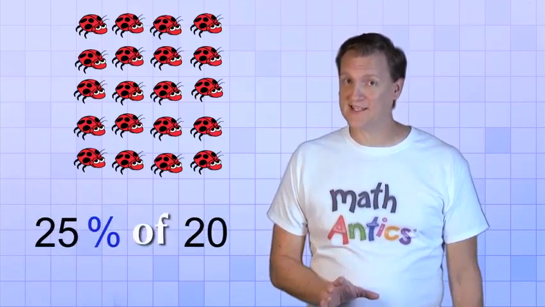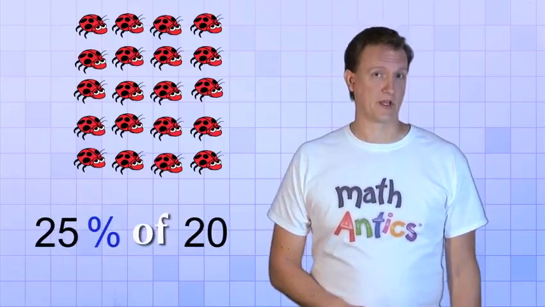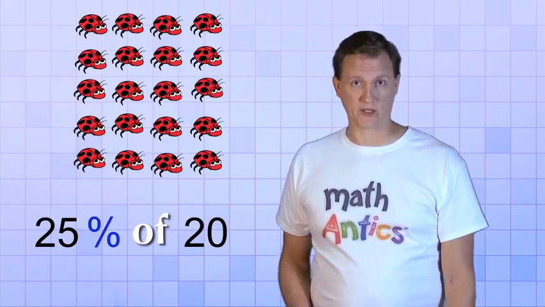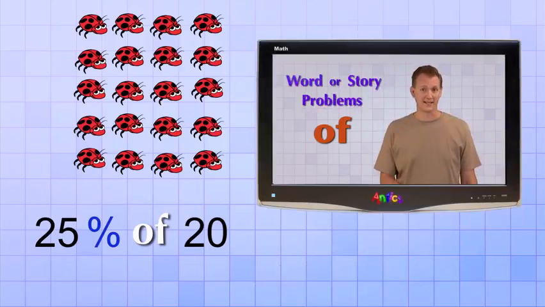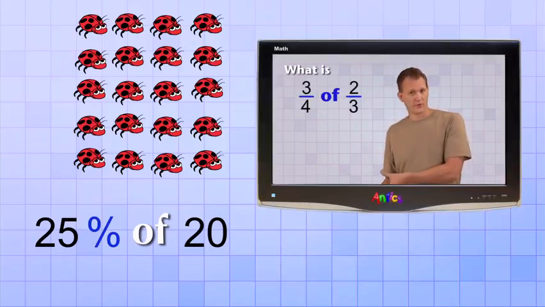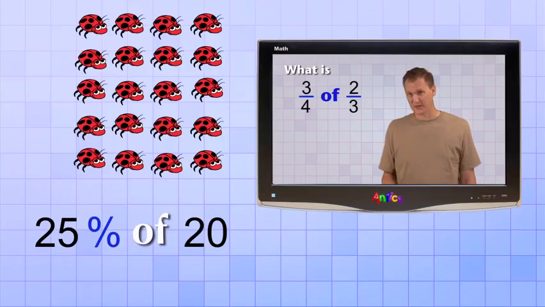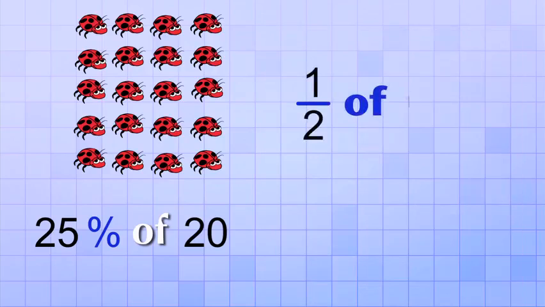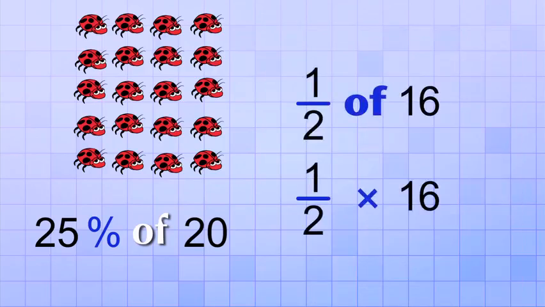Well, it's really easy if you remember back to one of our fractions videos, the one about multiplying fractions. In that video, we learned that when dealing with fractions, sometimes the word "of" is used instead of the multiplication symbol. When they say find 1/2 of 16, they really mean find 1/2 times 16.